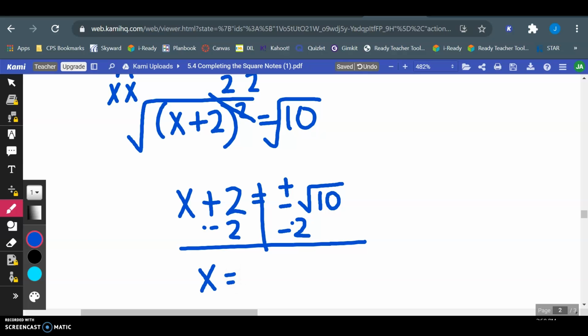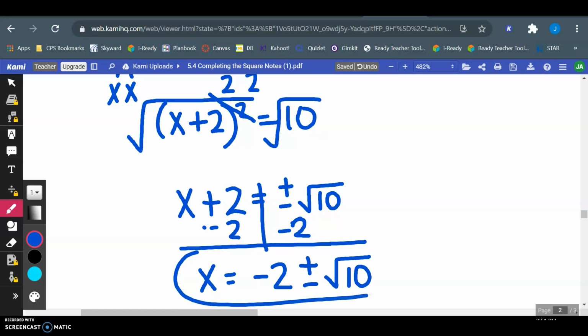And remember from before, I said I don't want to write minus 2 after the radical because it might look like that minus 2 is under the radical, and we want to make sure it's known that it's out front. So negative 2, and then plus or minus square root of 10 is the solution to that.